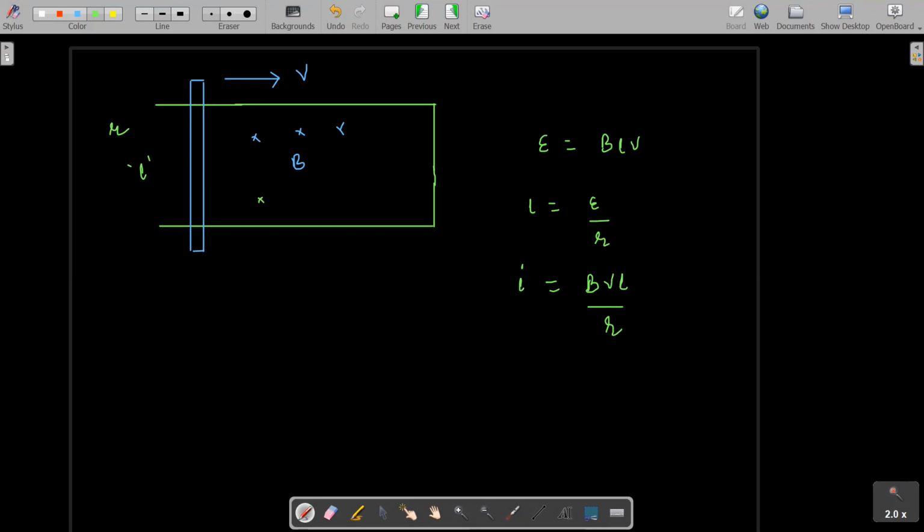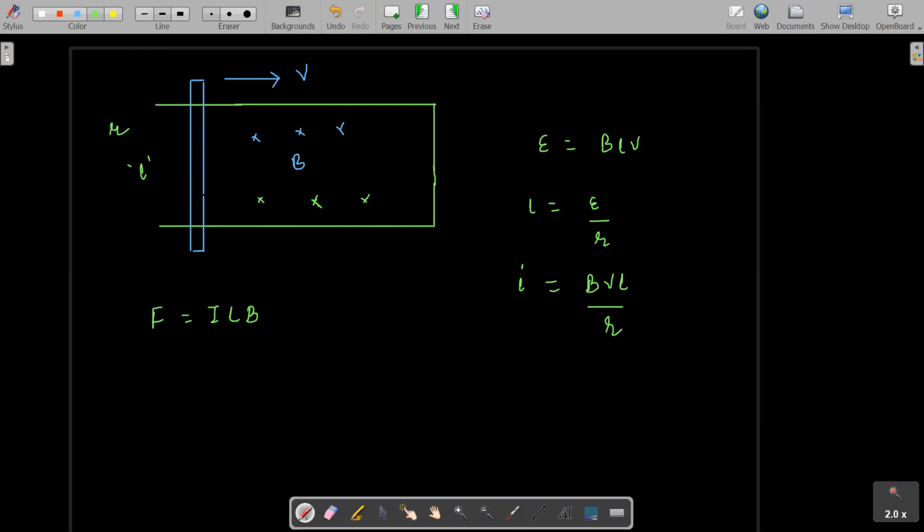Now, as we have already studied, if a current carrying conductor moves in a magnetic field, it experiences a force, which is equal to how much? The force is equal to ILB, where I is the current in this rod. So if this rod is moving with some velocity v and an EMF is induced in this rod, then due to that EMF, current will start flowing in the rod.